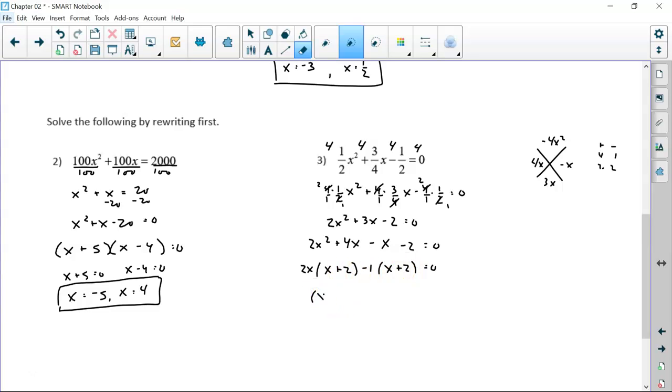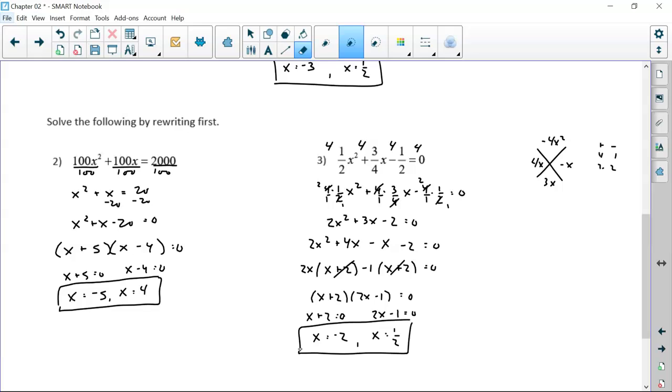So that's our common factor, x plus 2. When we take that out, we're left with 2x minus 1. Set each factor equal to 0, x plus 2 equals 0. 2x minus 1 equals 0, so x equals negative 2, and then x equals 1/2. Those are our two solutions. Our goal here is to get rid of fractions or to make the problem easier to work with.